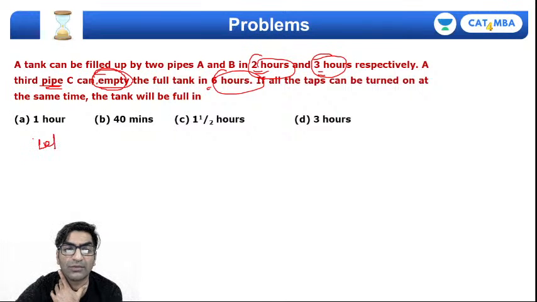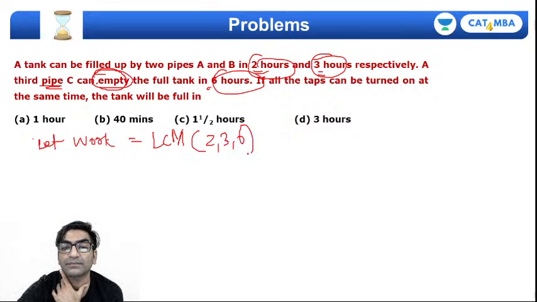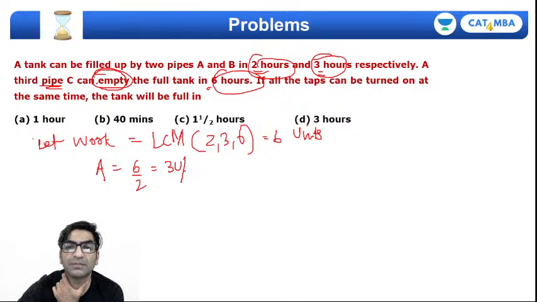So let the work be the LCM of 2, 3 and 6, which indeed is 6, right? So let the work be 6 units. This tells me that A fills at a rate which is 6 by 2, that's 3 units per hour. B fills at a rate which is 6 by 3, that's 2 units per hour.